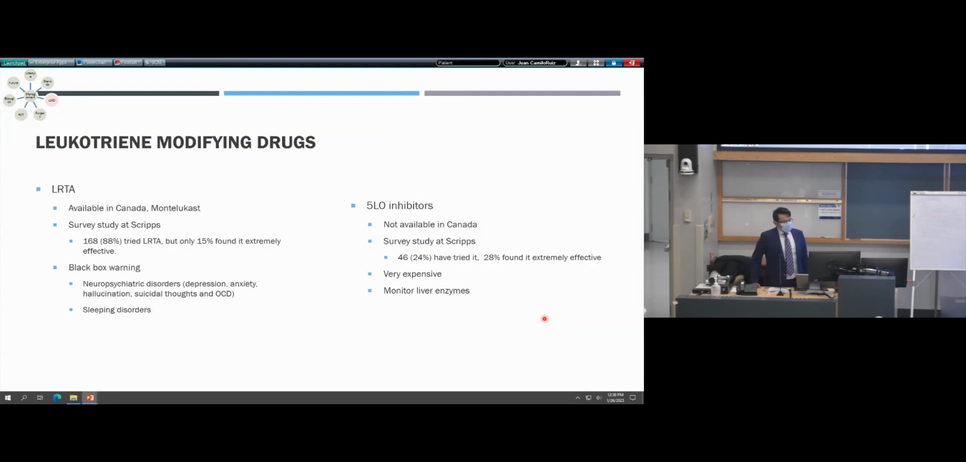Now, in terms of 5-LO inhibitors, they're not available in Canada. In the survey from Scripps, they found that 24% of patients tried it, so not a lot, but 28% found it very effective. Now, the 5-LO inhibitors are very expensive, and you have to monitor liver enzymes. They also are very large pills, so they're difficult to take. But they also are helpful when you get some of the GI side effects during desensitizations, and they can help with some of that crampy abdominal pain that patients can get.